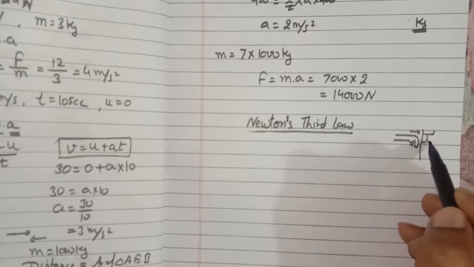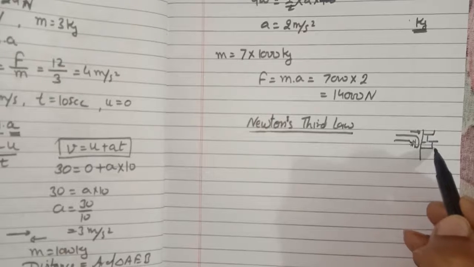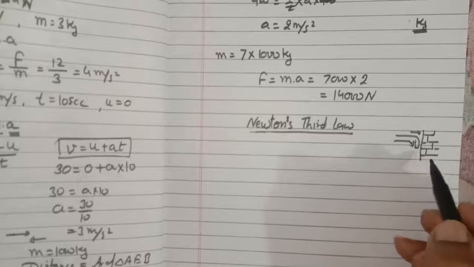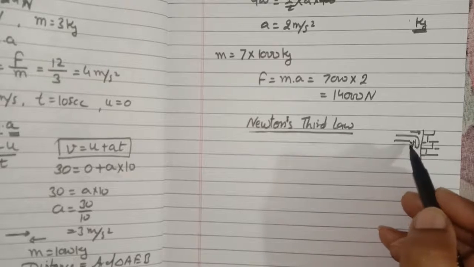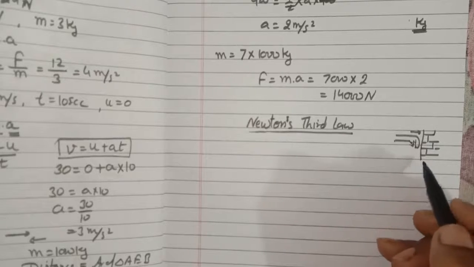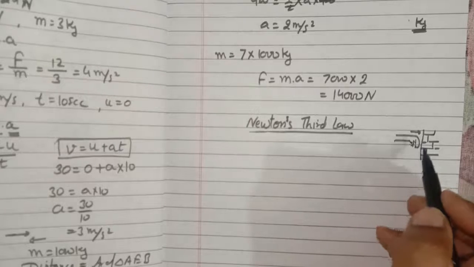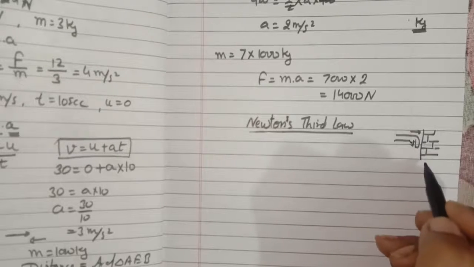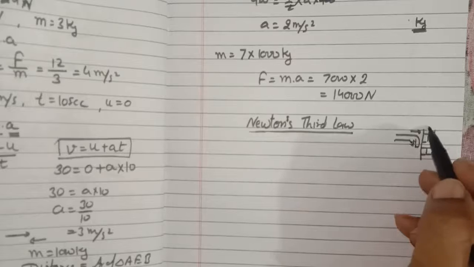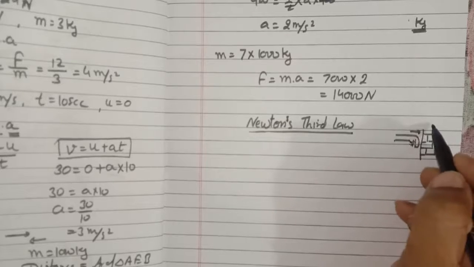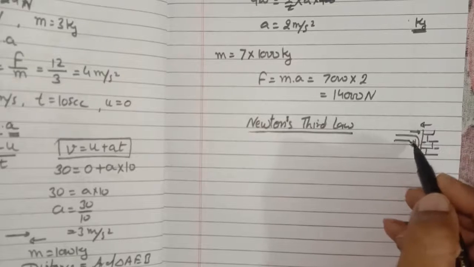But we know that we also get hurt by this wall. Though we punch on the wall, we also get hurt by this wall. So what is this? Actually, if we apply some force on the wall, what happens? This wall also exerts an equal and opposite force on our hand.